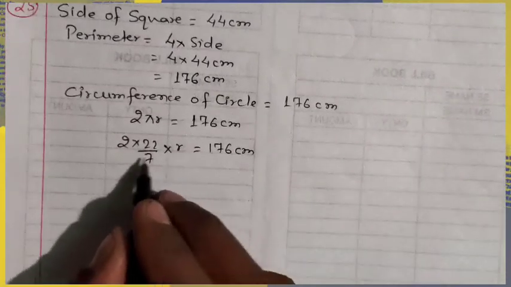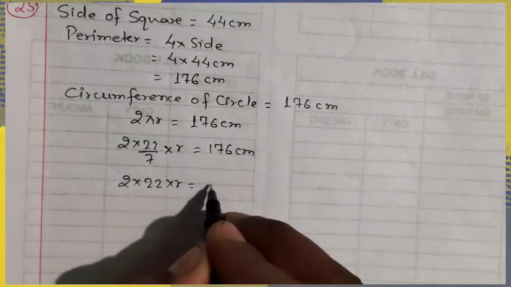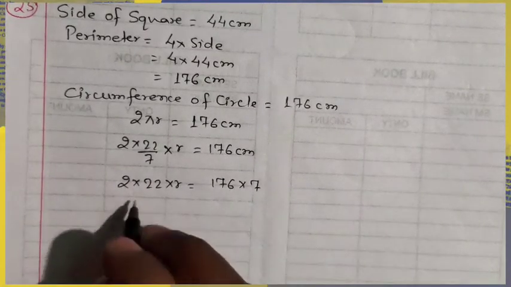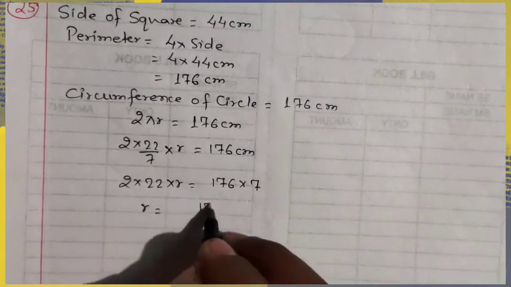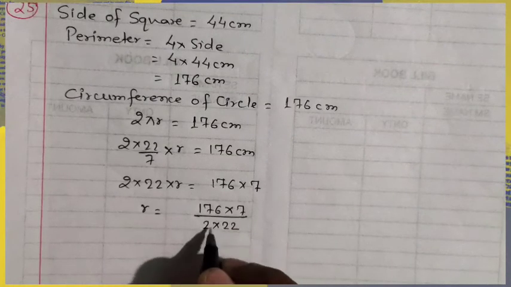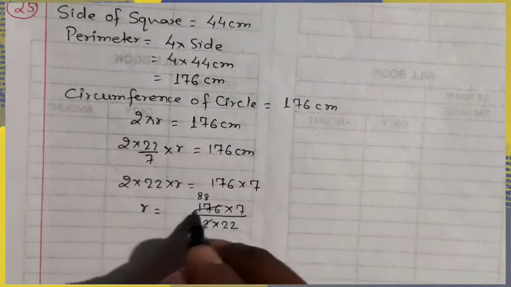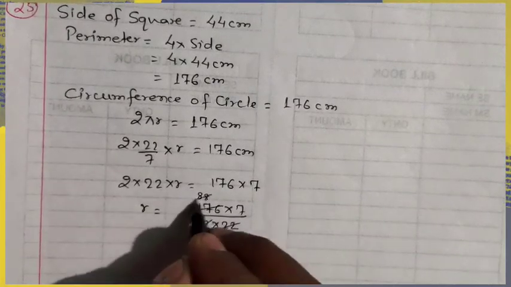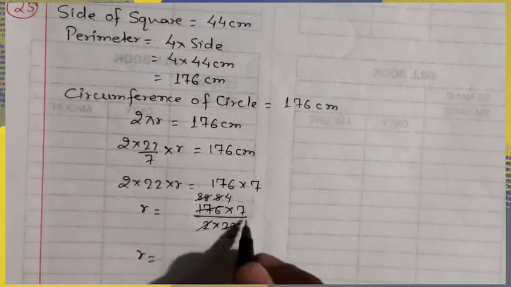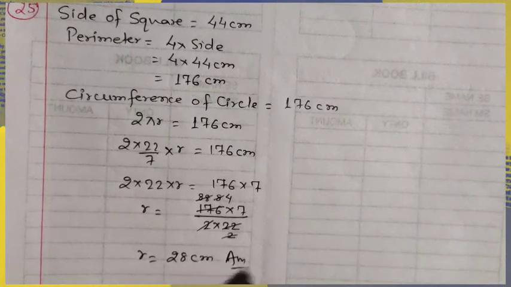For finding the radius we will rearrange. 2 into 22 into r is equal to 176 into 7, and the value of r will be 176 into 7 divided by 2 into 22. 2 1s are 2, 2 8s are 16, carry 1, 2 8s are 16, 1 is 17, 2 2s are 22, 11 8s are 88, 2 4s are 8. Radius is equal to 4 7s are 28 centimeter. This will be your answer.